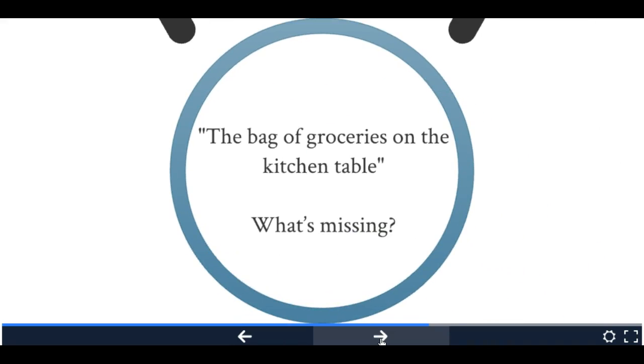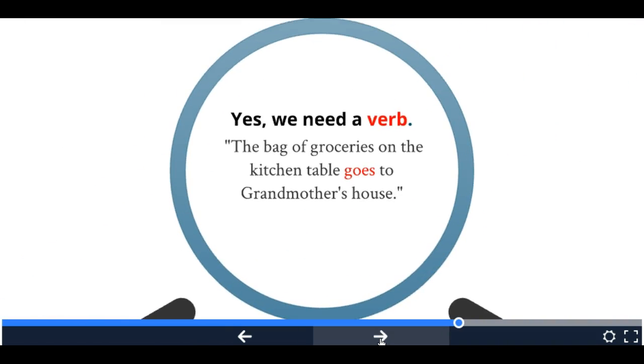The bag of groceries on the kitchen table. What's missing? Is your subject missing or your verb missing? Definitely the verb. The bag of groceries on the kitchen table goes to grandmother's house, or fell to the floor and crashed, or stinks. Even if just the bag stinks, that's at least something. It changes the meaning when you change your verb.